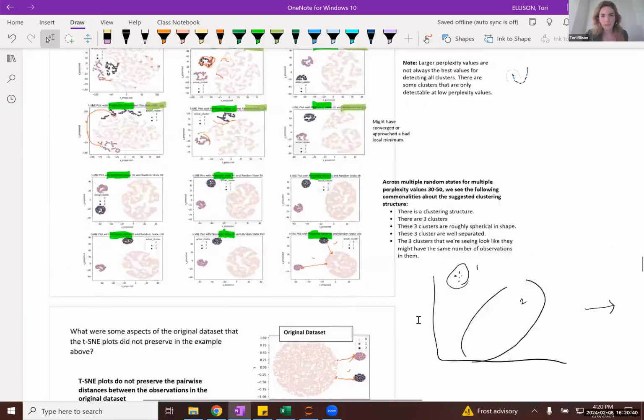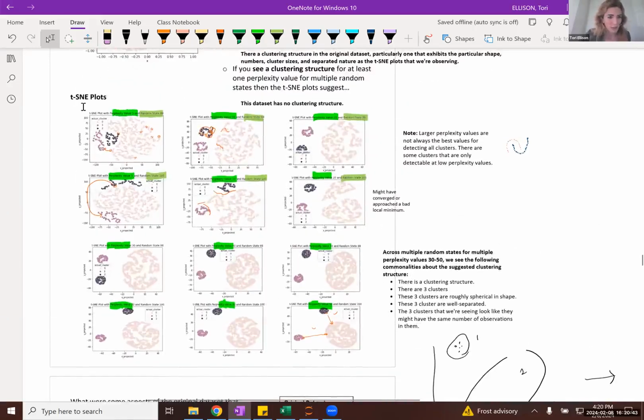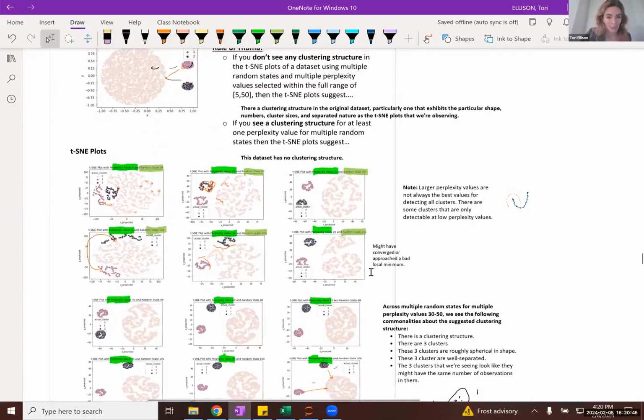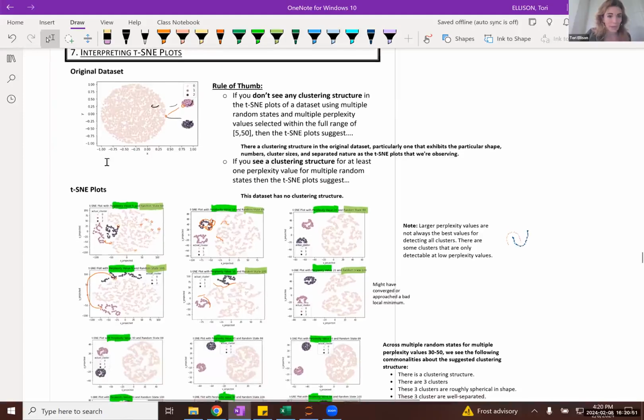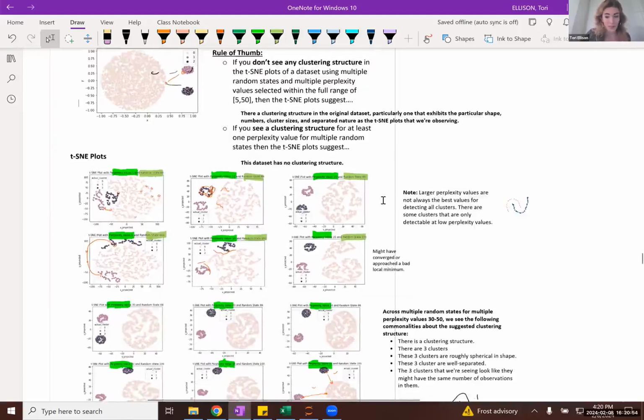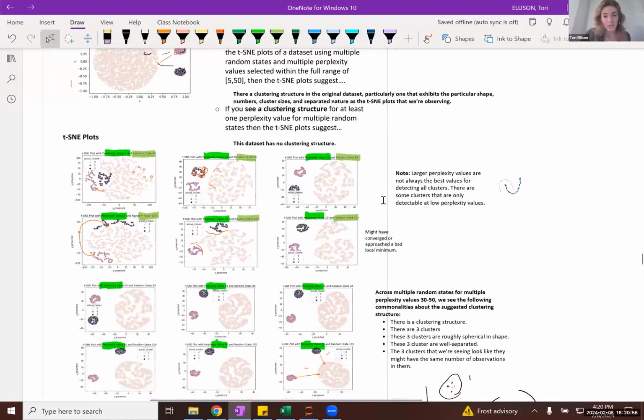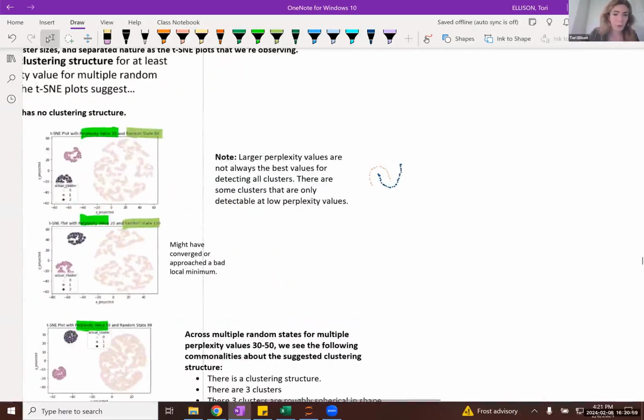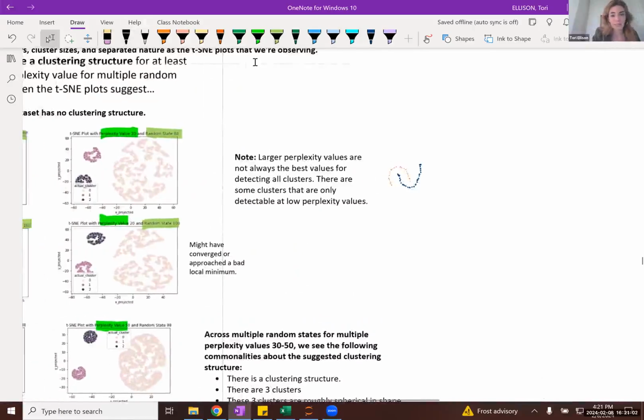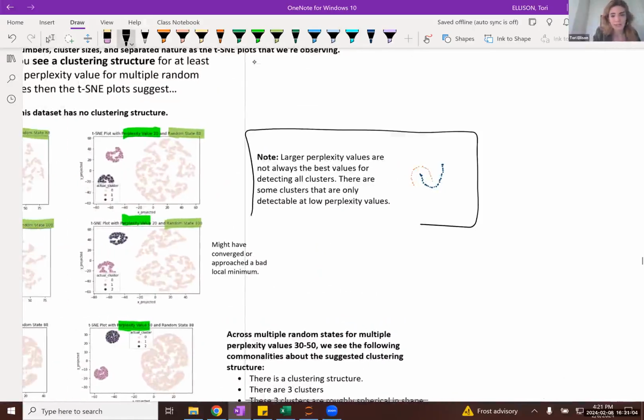Okay, now one key point that I also wanted to focus on here is essentially what we saw in this scenario is that we were able to identify the clustering structure from the original data set as we focused on higher perplexity values. But that's not always necessarily going to be the case. So one of your homework assignments is going to focus on a scenario such as this, in which there are some data sets in which you will only be able to see the clustering structure of the original data set when you're specifically looking at lower perplexity values.